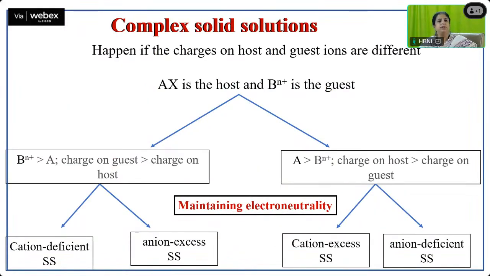Okay, now these substitution and interstitial solid solutions I talked about, when your charges are similar, when your sizes are similar, and when they're isostructural, but more importantly, charge is similar, are called simple solid solutions. When the charges on your host and guest ion are different, that creates a totally new story, and they are called complex solid solutions.